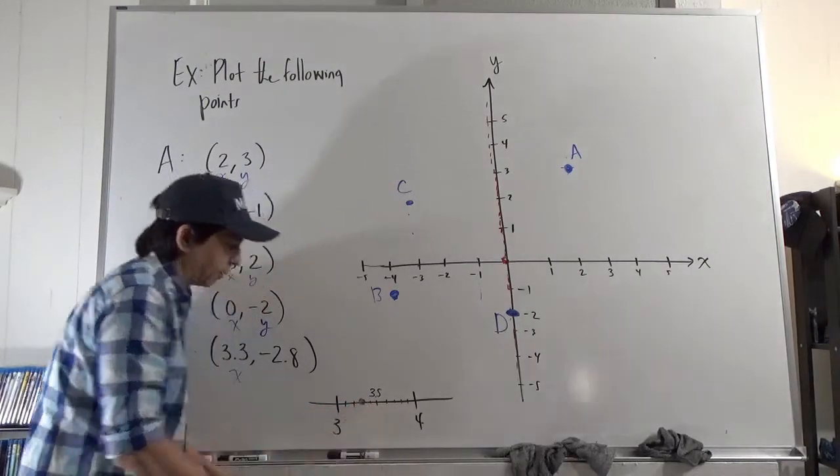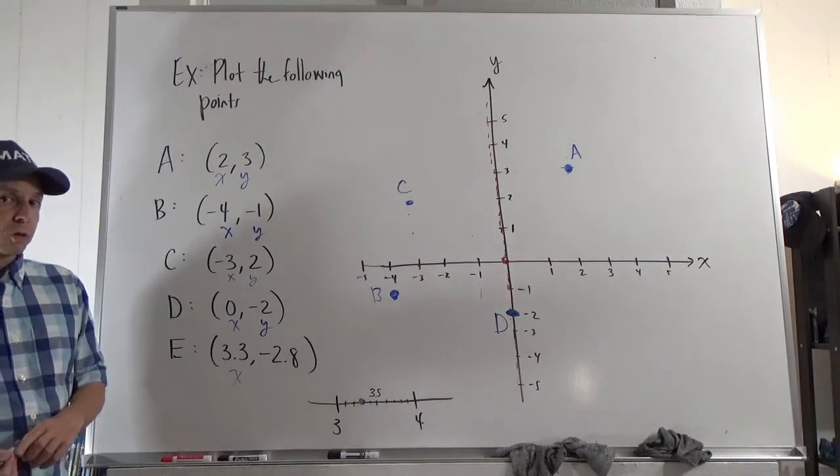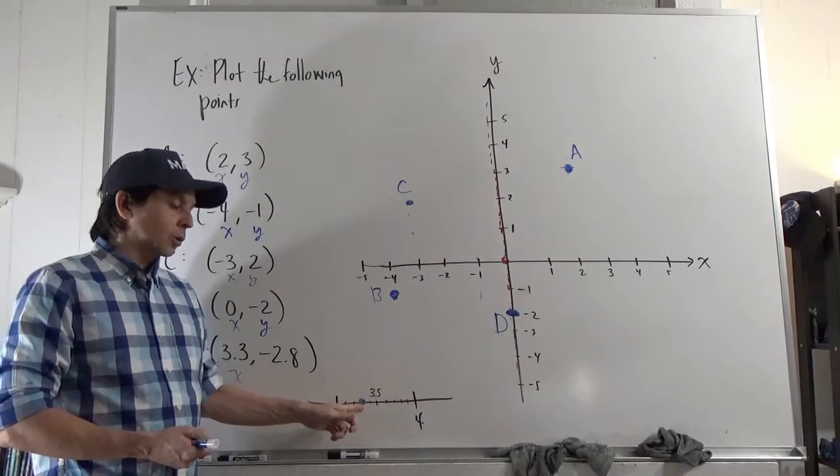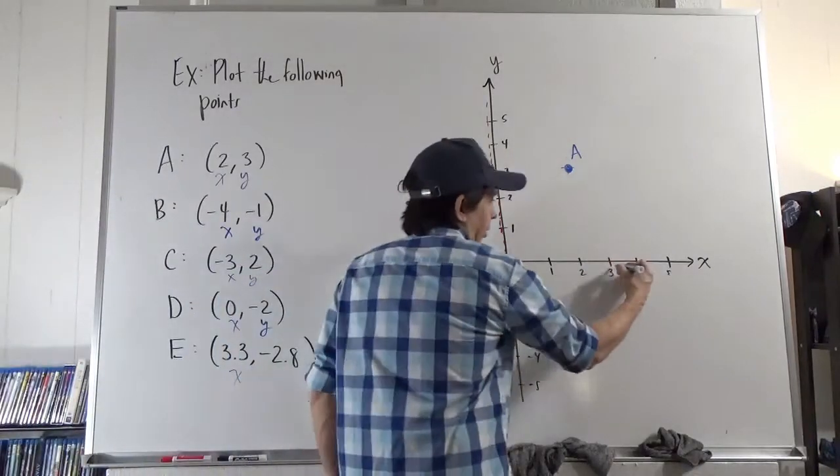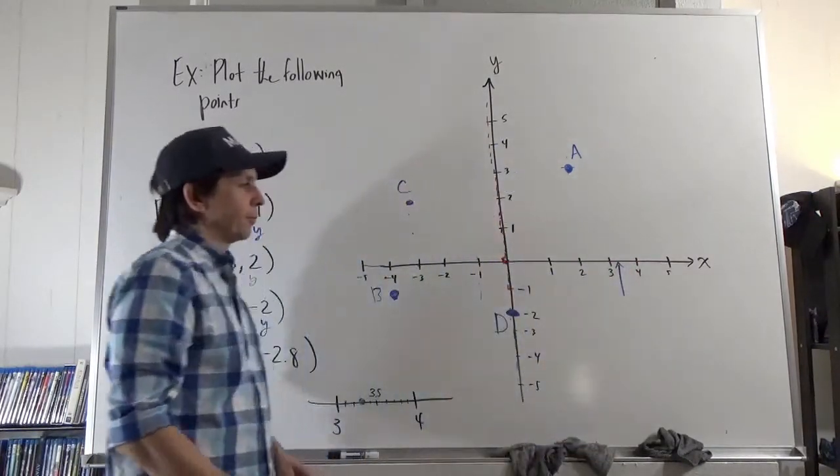It's about there. So again, it's between 3 and 4 for sure. It's not quite halfway, it's a little closer to 3 than it would be to 4. That's what I'm going to do. I'm going to say right about there. Looks good to me.